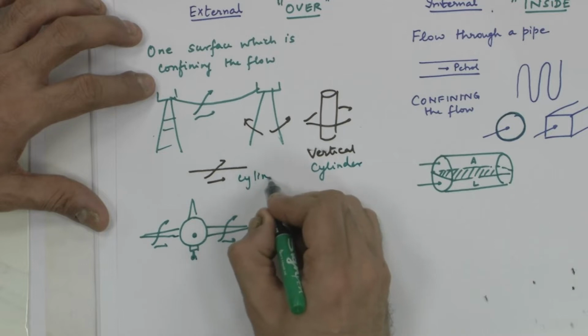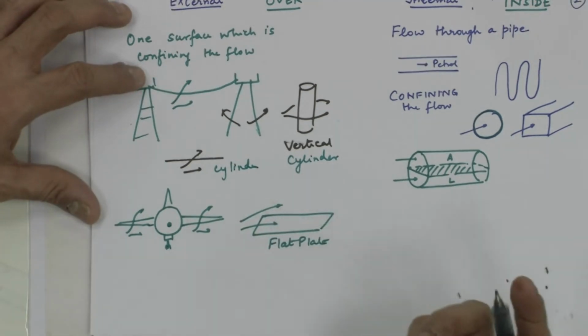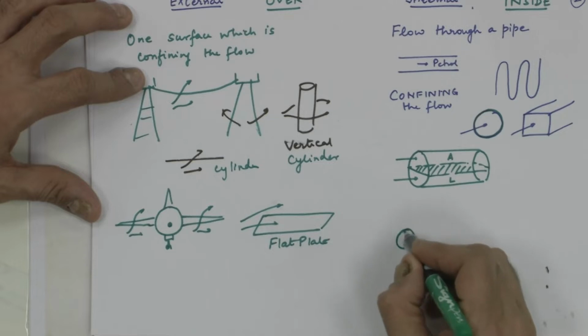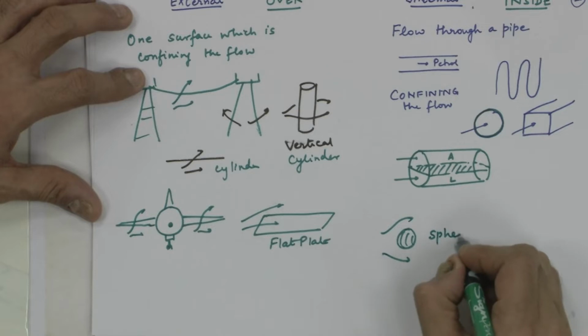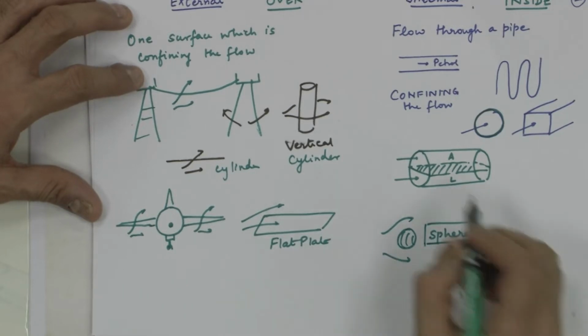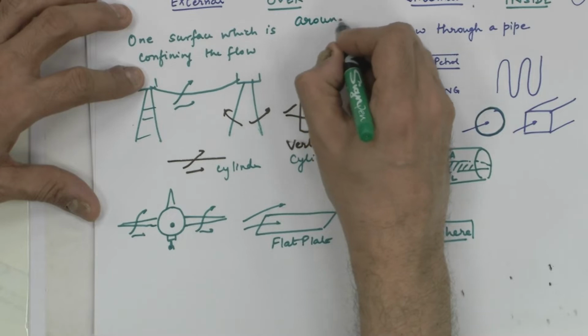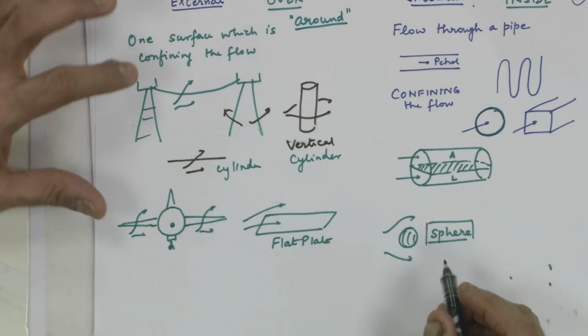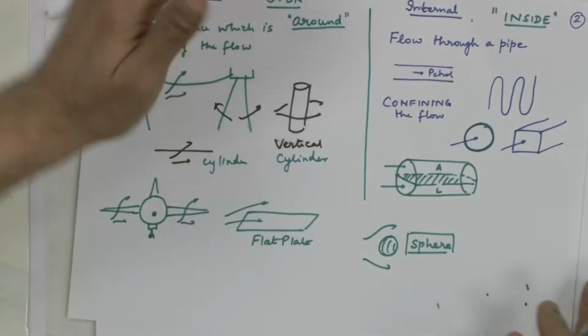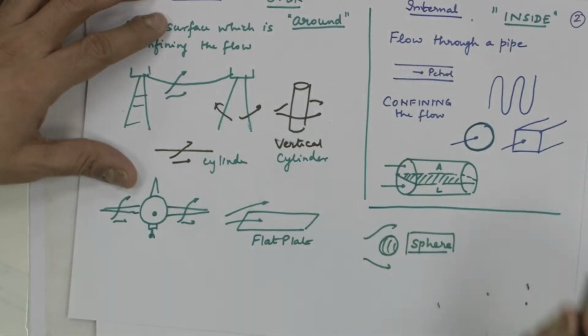Horizontal cylinder. Then you have of course sportsmen who use a cricket ball, golf ball, tennis ball. So, this is spherical geometry, flow around a sphere, around, over, etc. That would be external flow, because there is only one surface over which the flow is happening, everything else is infinite in all the other directions. Okay. So, that is what classifies, we can classify flow as internal and external based on the geometry.